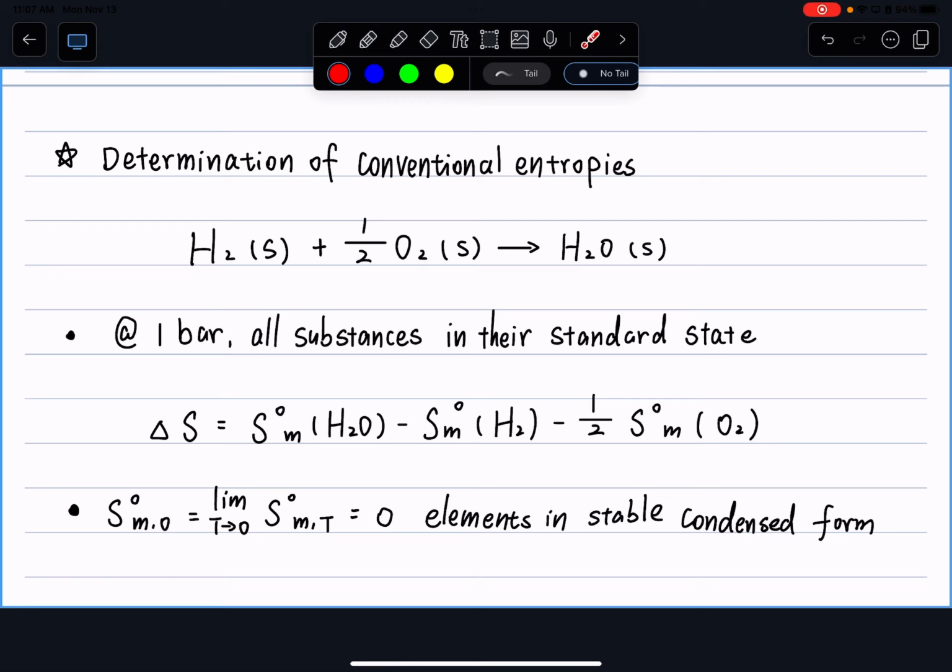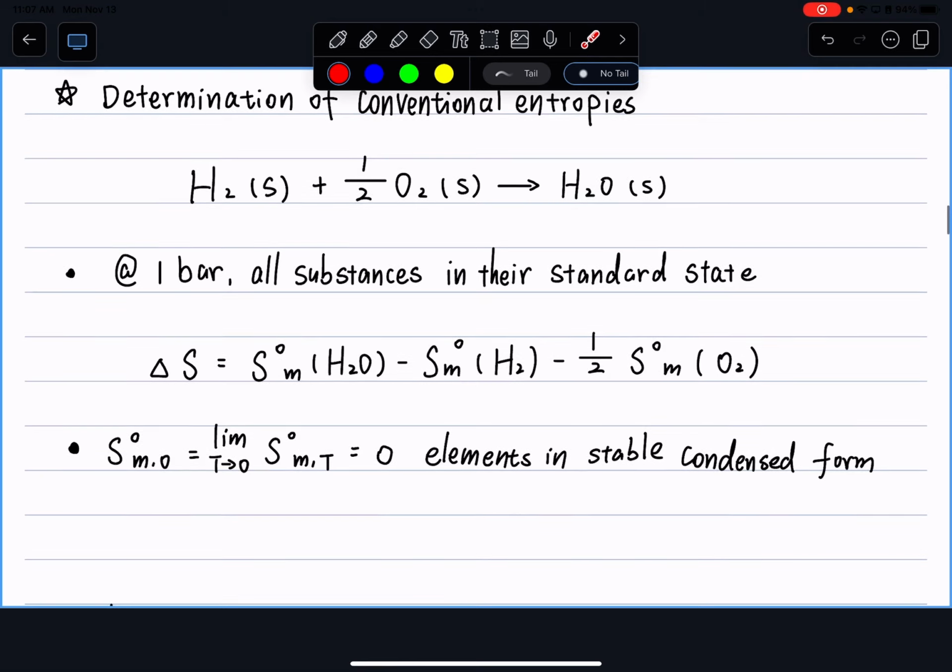All right. So a few things we know. For example, at 1 bar, for this formation reaction, you can write that delta S equals the standard molar entropy of your product minus the standard molar entropy of your reactant, with the coefficient in front of it, right? So these are your stoichiometric coefficients, negative for reactant, positive for product.